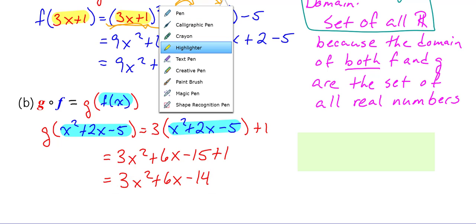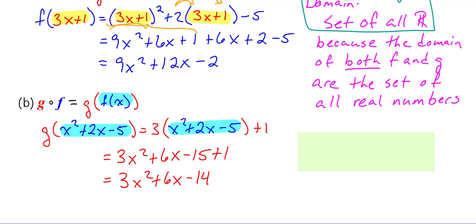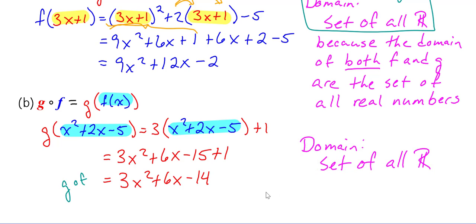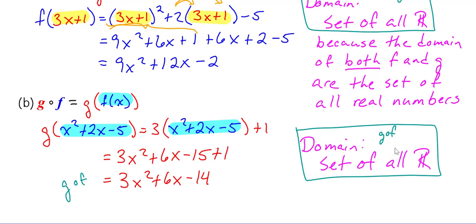And then we're going to distribute the 3 and then simplify. And that tells us that g composed of f is equal to 3x squared plus 6x minus 14. And like the previous example, both g and f have the domain which is the set of all real numbers. So once again, the domain for this composite function, g composed with f, is going to be the set of all real numbers.